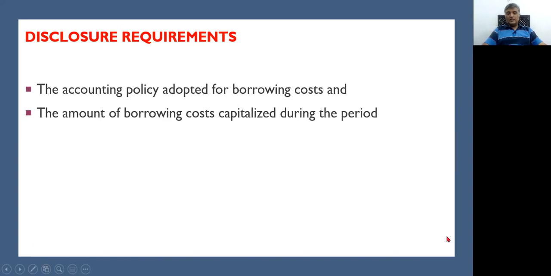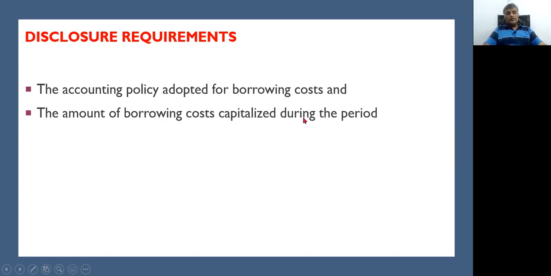Now, what are the various disclosure requirements as per AS 16? The accounting policy adopted for borrowing costs, and the amount of borrowing cost which is capitalized during the period. So these are the 2 important things which we need to disclose as part of the standard.